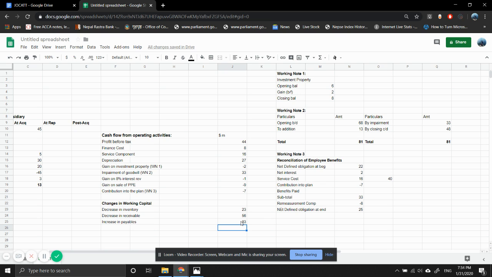Okay, so this would be our subtotal, and this will be the sum of this. What I can do is I'll just bring it over here. So this is cash from operations, right? This figure plus this figure, 71.